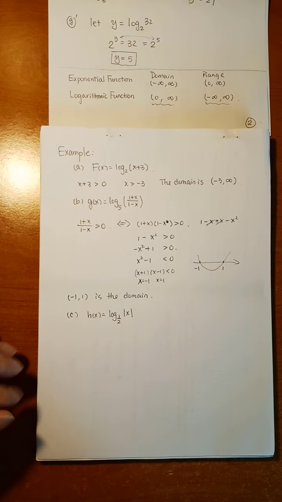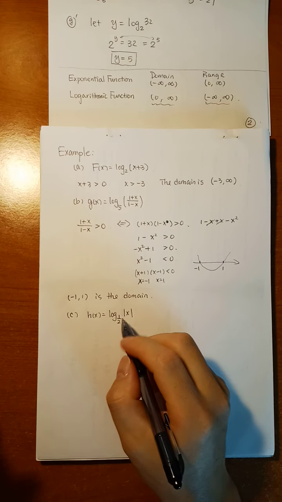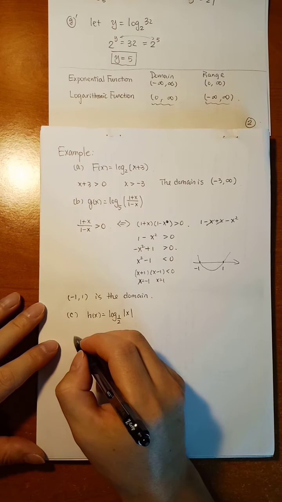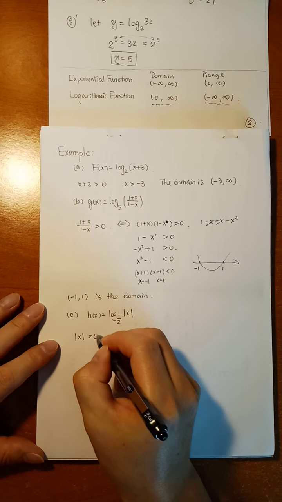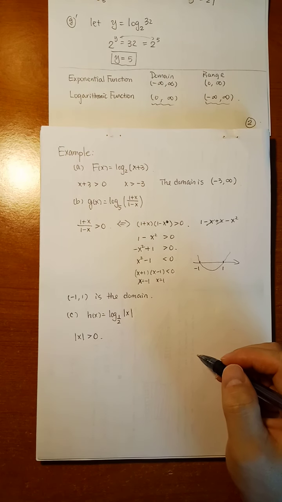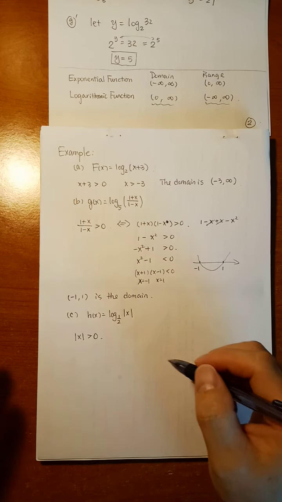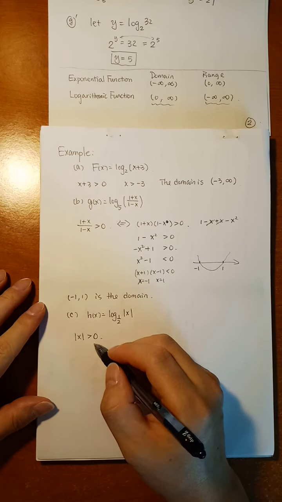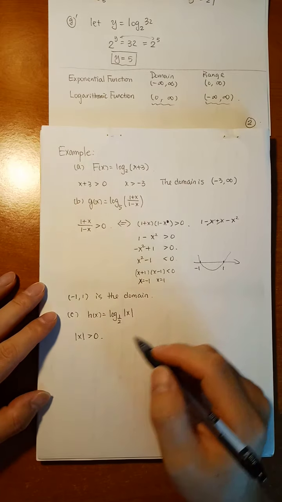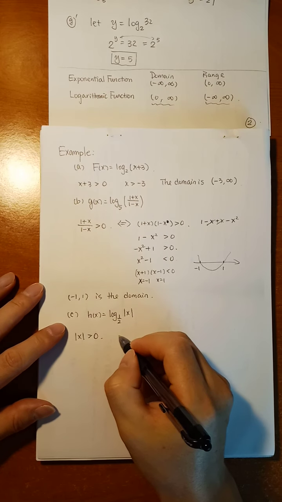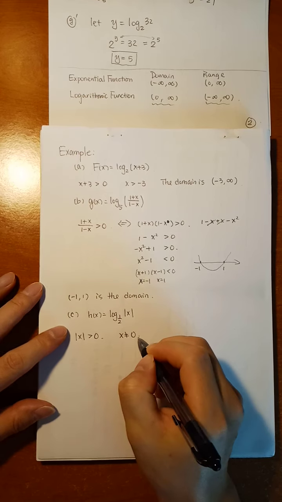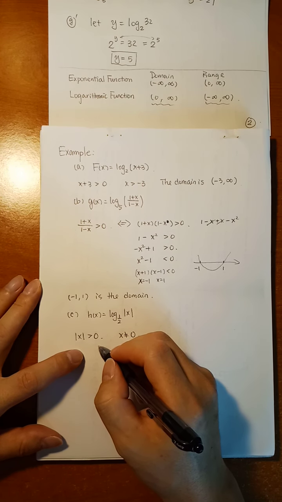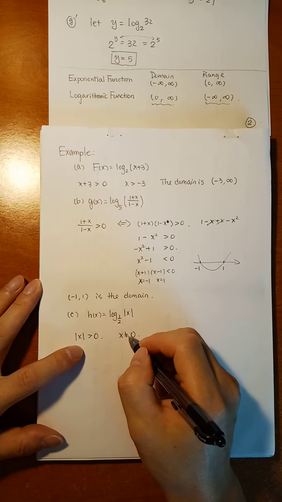Now h of x is equal to the logarithm to the base 1/2 of the absolute value of x. Again, we require the absolute value of x to be greater than 0. But we know the absolute value of x is always greater than or equal to 0, so we have to remove the equal case. Equal to 0 is not allowed. So x cannot be 0, since only when x is 0 is its absolute value 0.